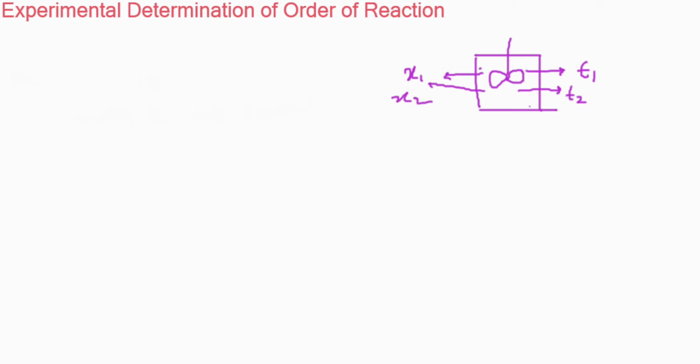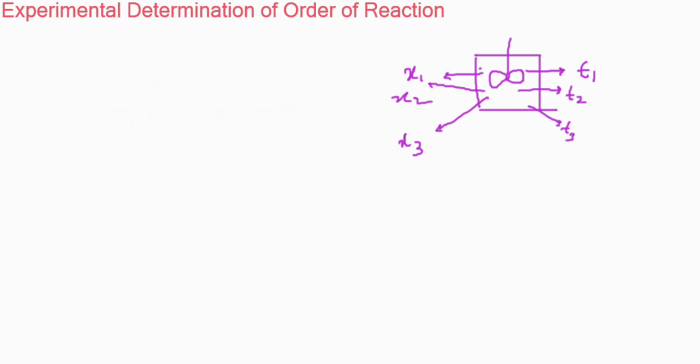So let's talk about experimental determination of order of the reaction. Suppose we have a reaction happening in a container, and we can measure the concentration. Let's say at time t1 we take out a sample and we find the concentration x1. At time t2 we take out and find the concentration x2. At time t3 we find the concentration x3. This is the concentration of reactant.